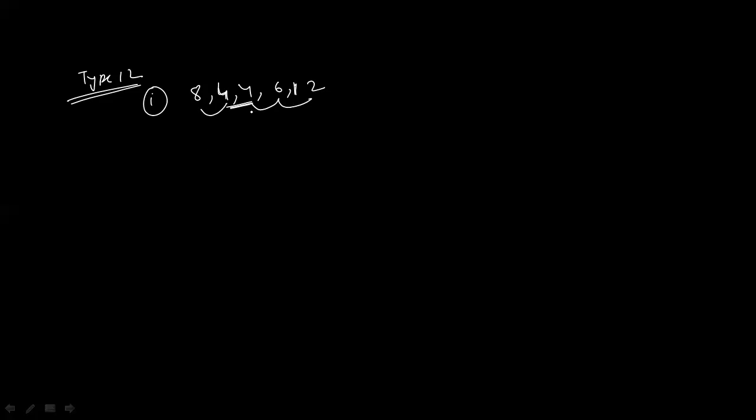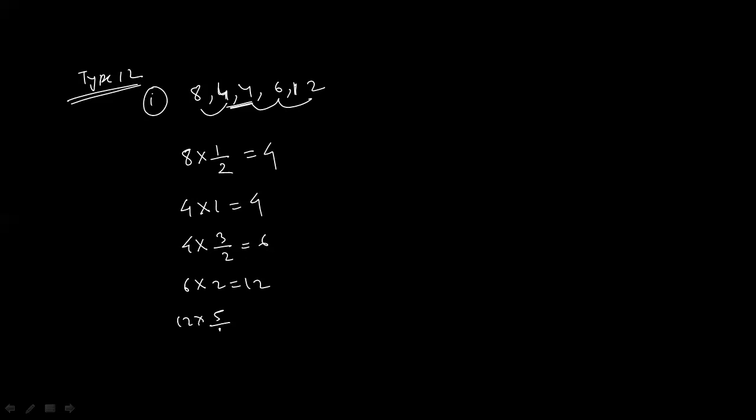If this type of question comes, then it is either multiplication or division. Now if you multiply 8 by 1 by 2, it will be 4. Then if you multiply 4 by 1, it will be 4. Then if you multiply 4 by 3 by 2, it will be 6. Then if you multiply 6 by 2, it will be 12. Then if you multiply 12 by 5 by 2, it will be 30. So the answer will be 30.